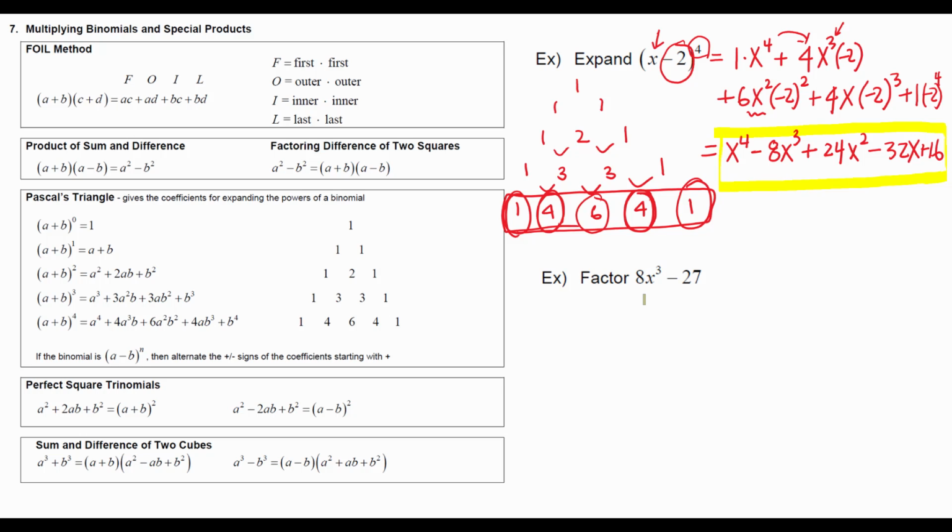Example. Factor 8x cubed - 27. So you can see that this is (2x) to the 3rd power minus 3 to the 3rd power. So you want to use this formula. So the first factor is going to be just without the cube sign. So it will be 2x - 3. And then open the parentheses. Now we're going to apply the second factor.